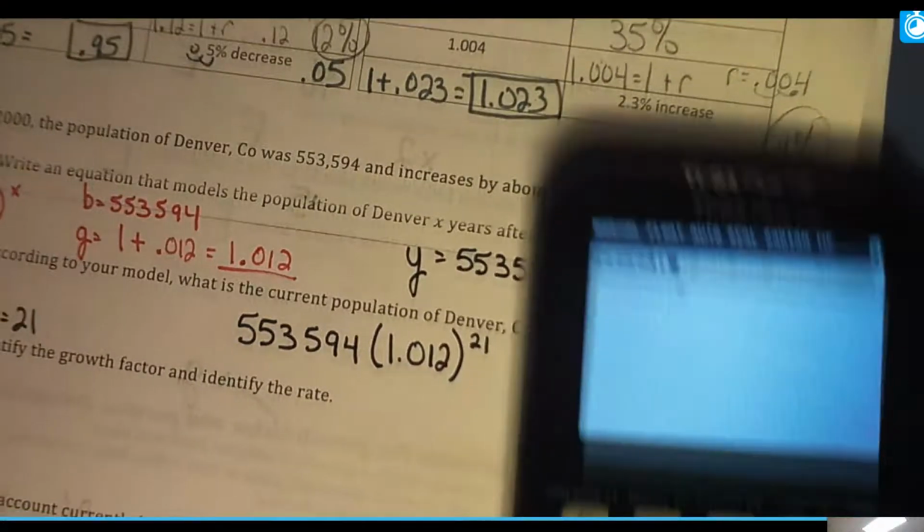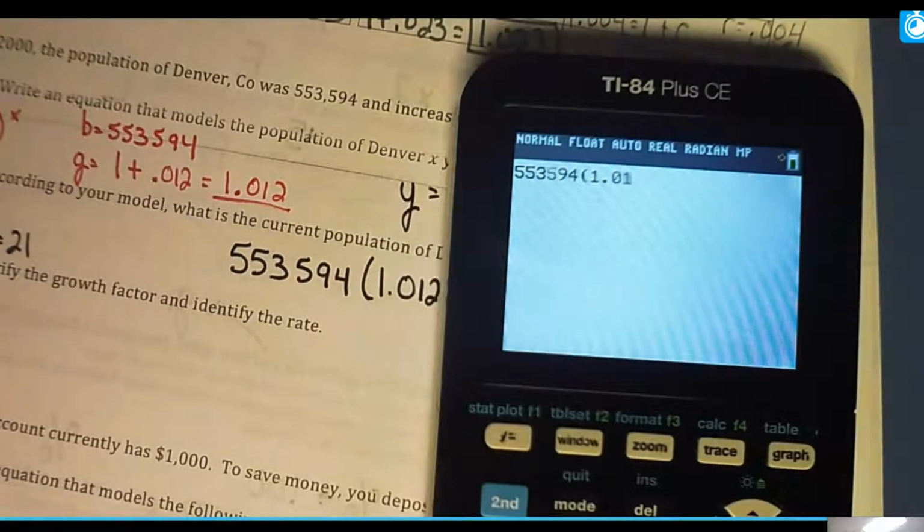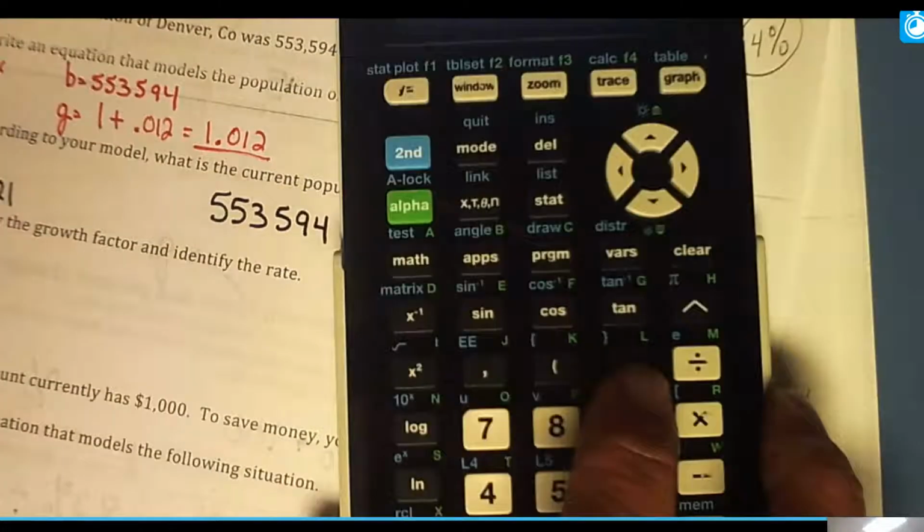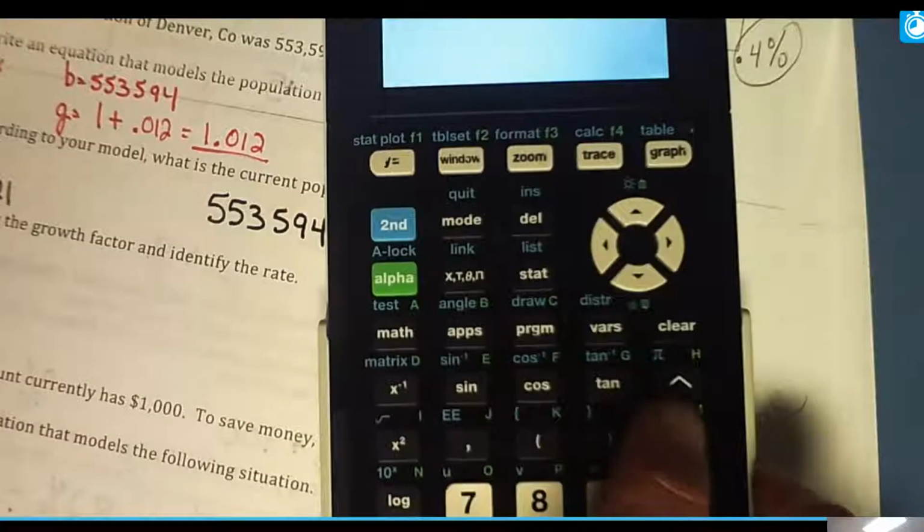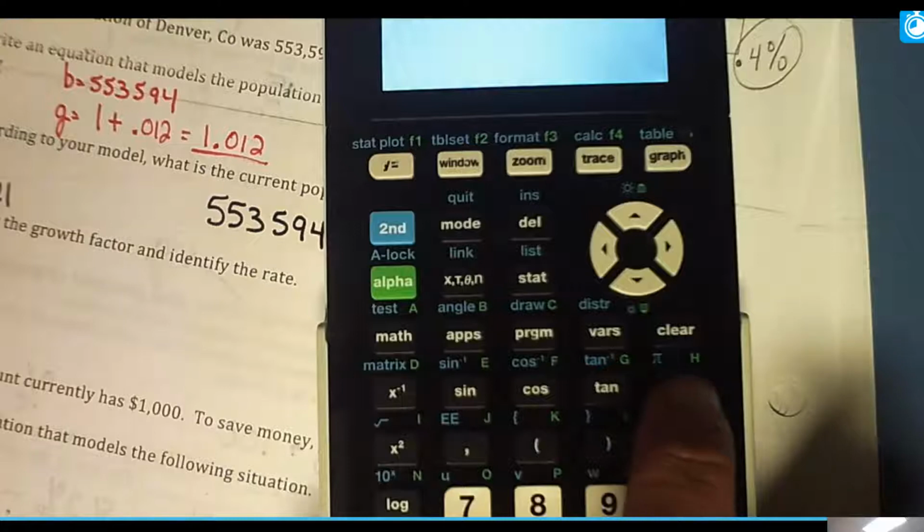I've hit the parentheses button right here. It's above the 8 and the 9. And then I'll put 1.012. I will close the parentheses button. And then I need to hit the exponent button. So this is the exponent button.